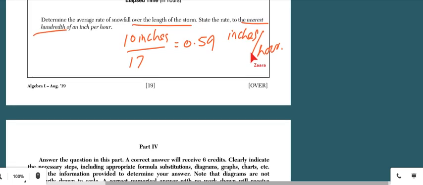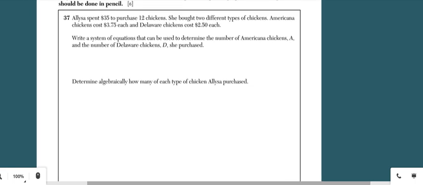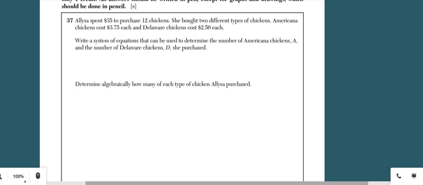Okay, I think this is going to be our last question probably. Okay, just look at the question, what it says now. Alisa spends $35 to purchase 12 chickens. She bought two different types of chicken. Cost is, and, okay. So write a system of equations that can be used to determine the number of Americana chickens A and the number of Delaware chickens D.